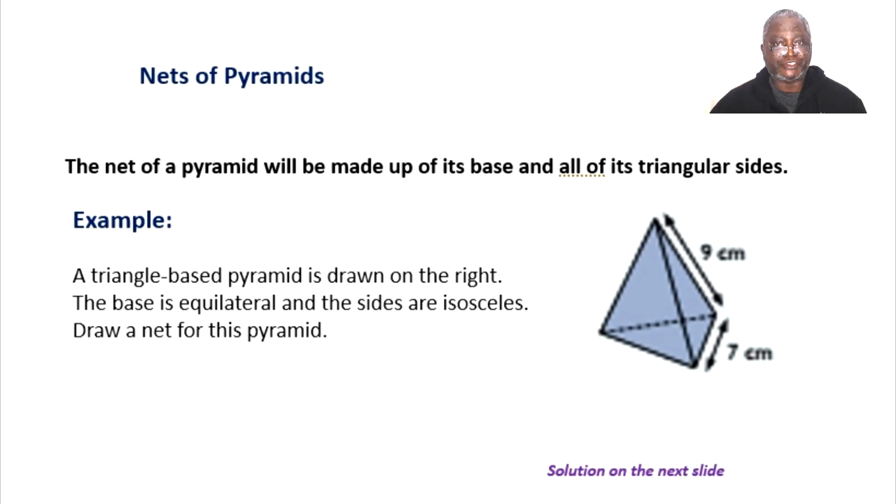We can also do nets of pyramids. The net of a pyramid will be made up of its base and all of its triangular sides. A triangle-based pyramid is drawn on the right. The base is equilateral and the sides are isosceles. Draw a net of this pyramid.